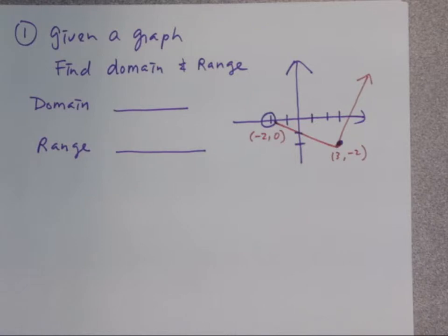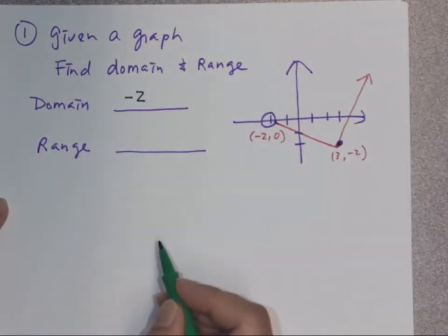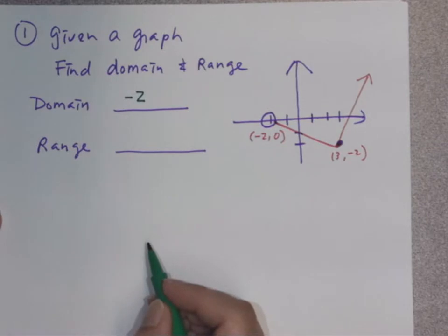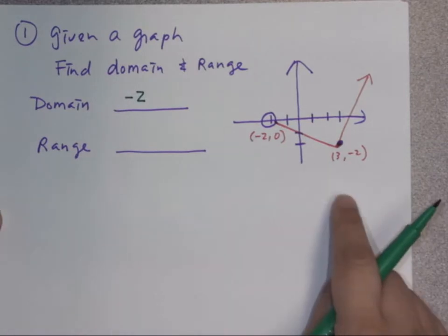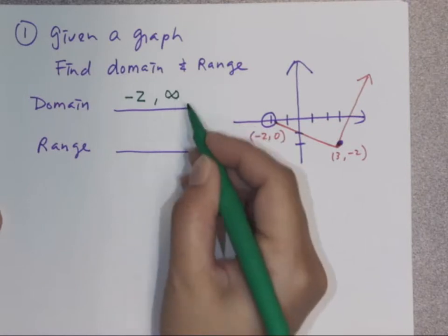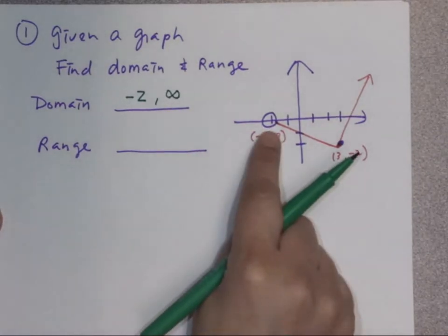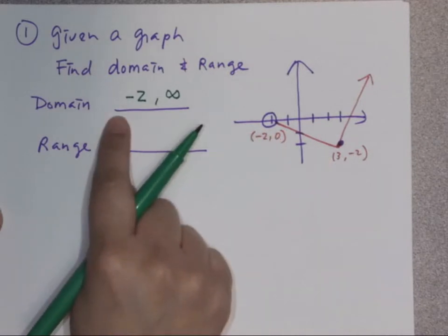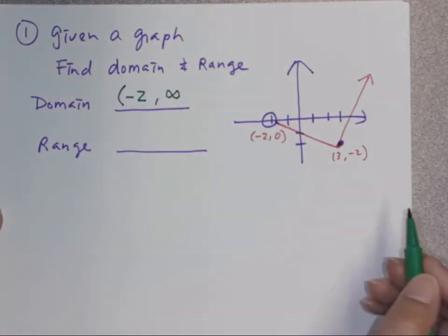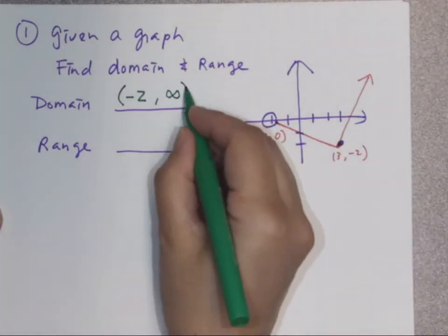So if -2 is my answer for the smallest x value, then the biggest x value will be going forever, right? So it's going to be infinity. And should we use brackets or parentheses? Because it's an open circle, the first one will be a parenthesis. And infinity always comes with parentheses.